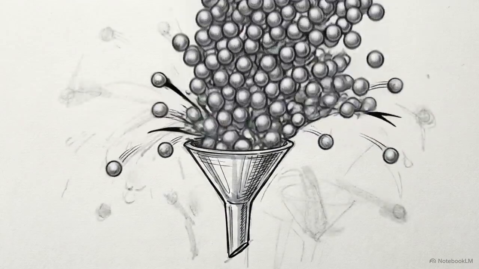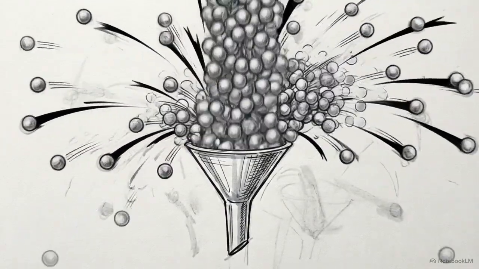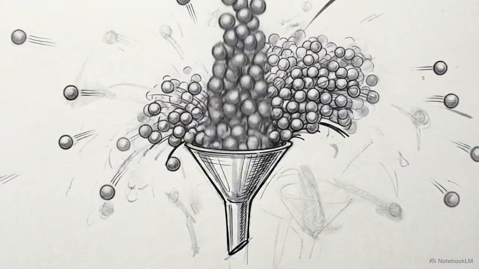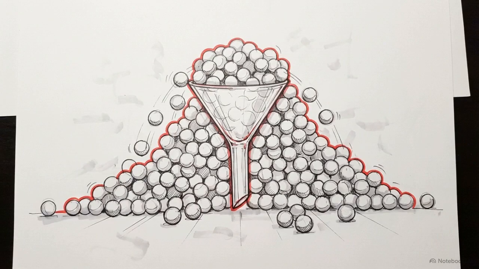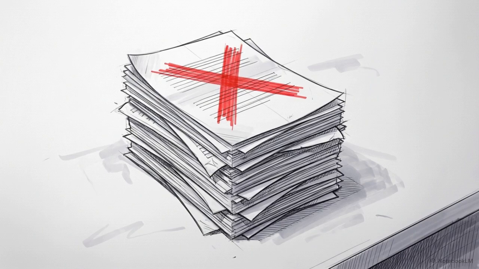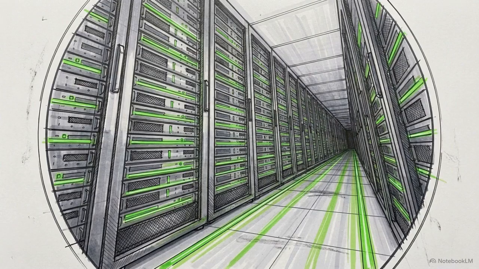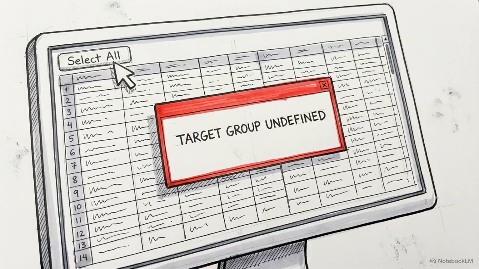Picture trying to fill a narrow glass funnel by hitting it with a tidal wave of steel spheres. You have a massive volume of material, but because the delivery mechanism isn't calibrated to the target, most of it spills over the edges. This is the trap at the base of most flawed survey designs. Researchers often assume that collecting a massive amount of data automatically yields accurate results. But acquiring a huge sample size guarantees nothing if you haven't correctly defined or accurately accessed the target group.